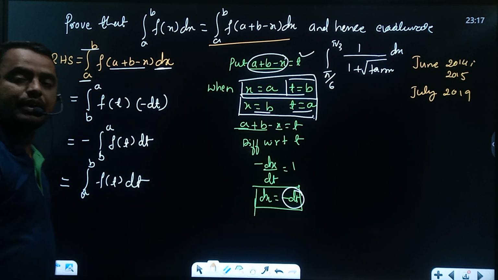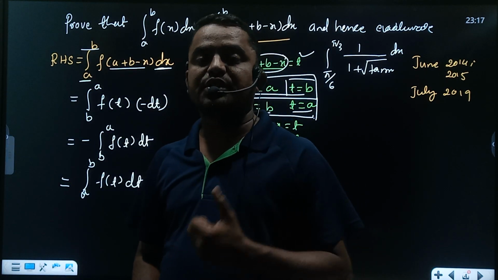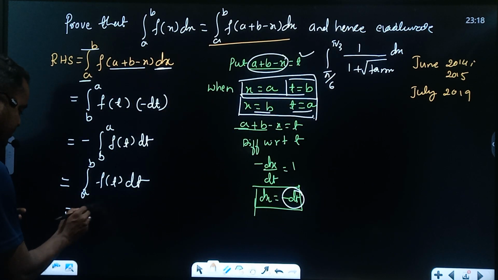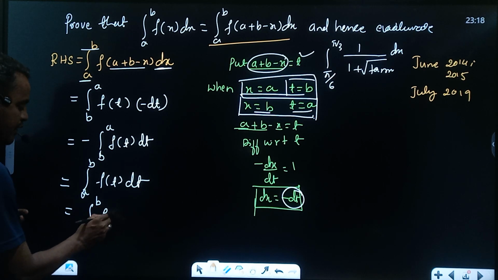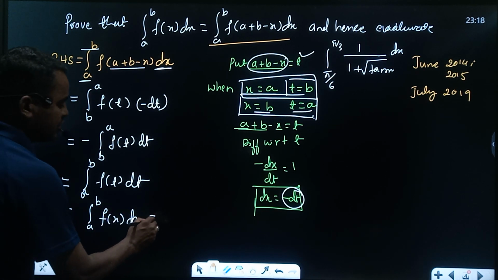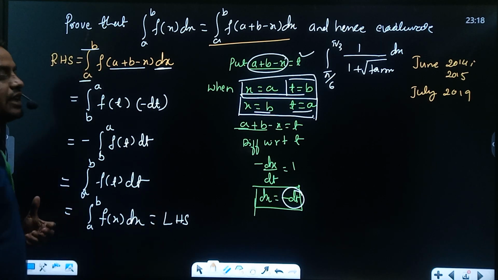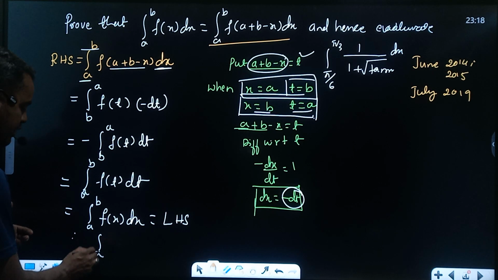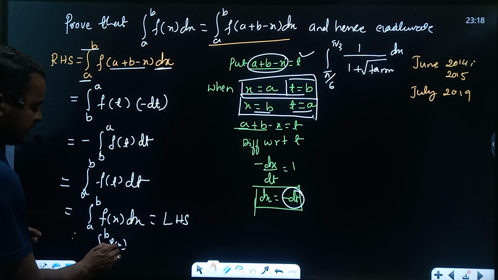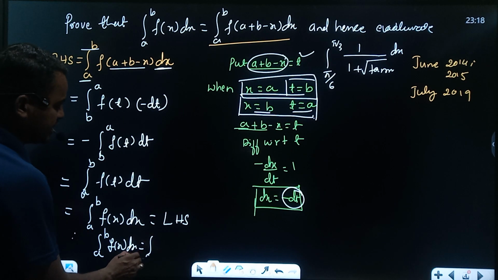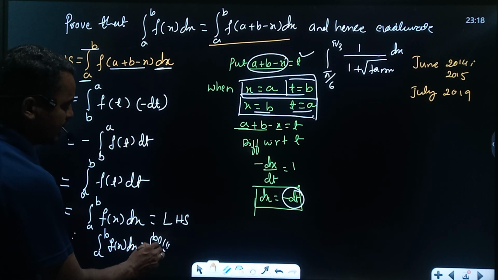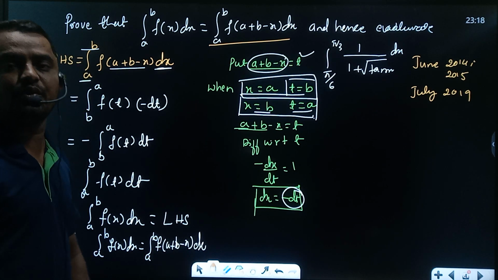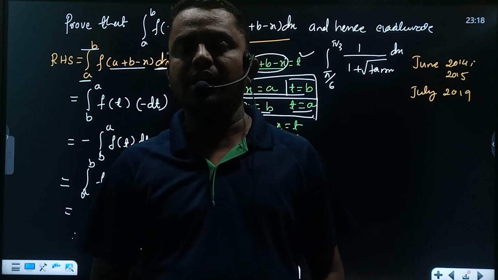Now applying the first property, in the last step we are applying the change of variable property: integration of a to b f of t dt is equal to integration of a to b f of x dx, that is the LHS. Therefore integration of a to b f of x dx is equal to integration of a to b f of (a plus b minus x) dx. Hence proved. So this is the proof of the property.